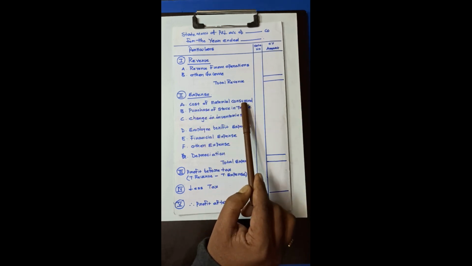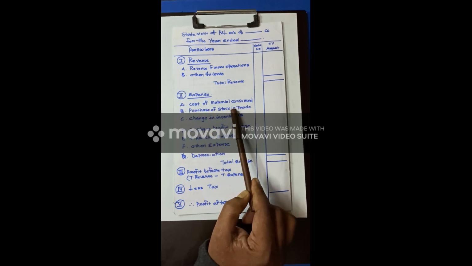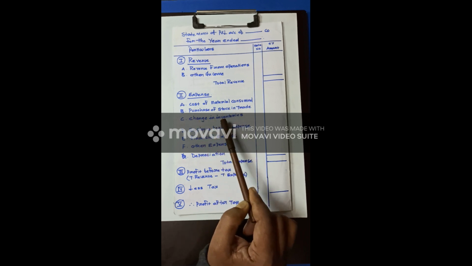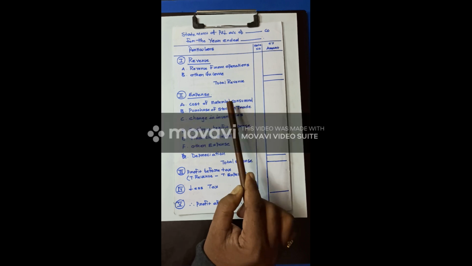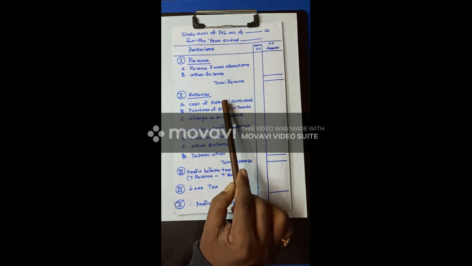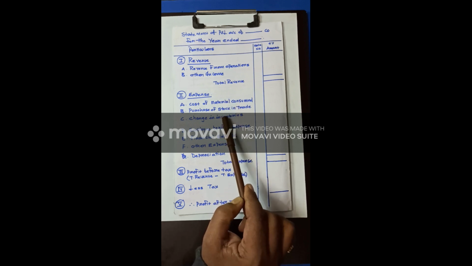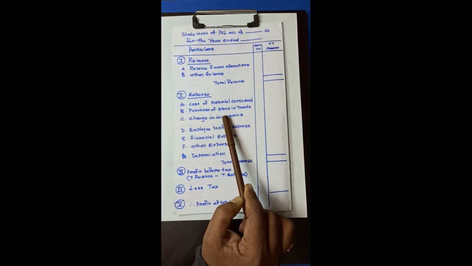So cost of material consumed, we said, is opening stock of raw material plus purchase of raw material minus closing stock of raw material. Purchase of stock in trade, this is for a trading concern. It includes purchase of finished goods minus purchase returns, if any. Change in inventory, we told inventory is of three types. That is stock of raw material, stock of work in progress, stock of finished goods. Since opening and closing stock of raw material have already been considered here, we consider opening and closing stock of finished goods and opening and closing stock of work in progress.